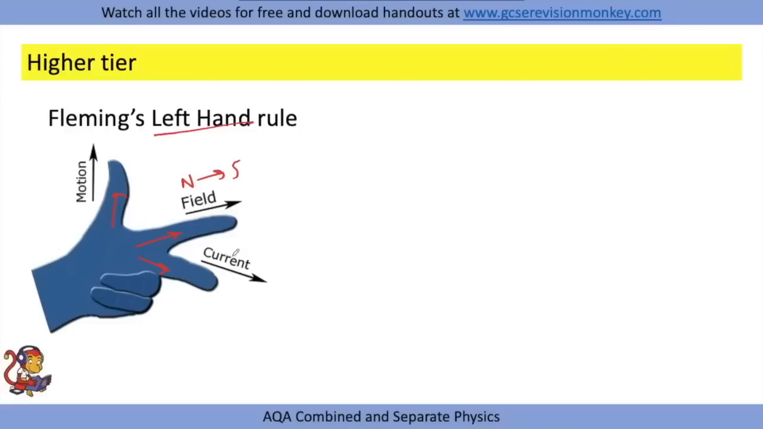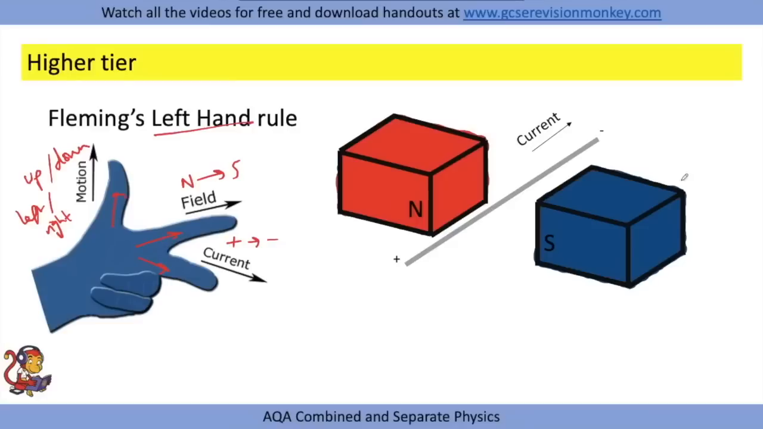Your second finger will then go in the direction of current, which always goes from positive to negative. And if you set these two up, then automatically your thumb will be pointing in the direction of the motion, which is going to tell you which way the wire moves. So for example, it might move up or down, or maybe left or right, depending on which system you are looking at. So if we look at this example, this is a simple motor.